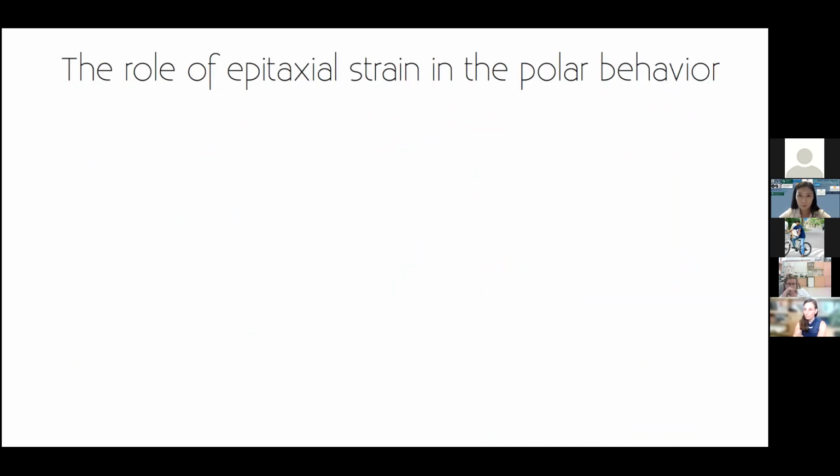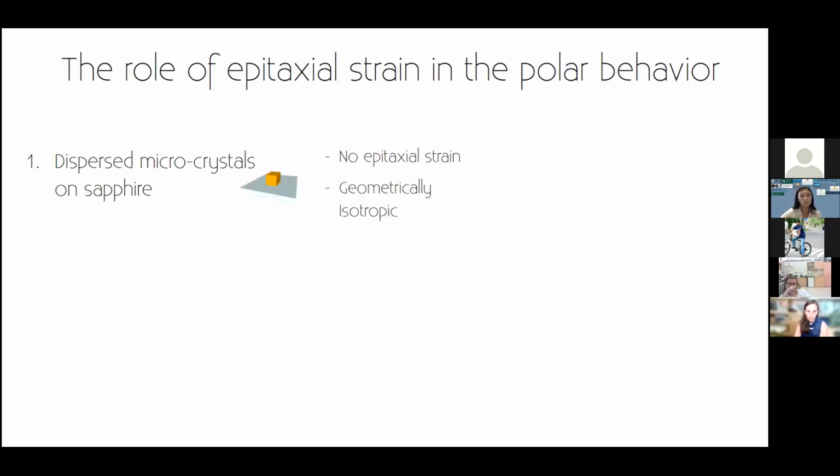And we try to understand where we see this polarity from. As I said, epitaxy has a strong role in determining properties of a material. So we did different control experiments. We looked at dispersed microcrystals of cesium lead bromide on sapphire, which have no epitaxial strain in them.